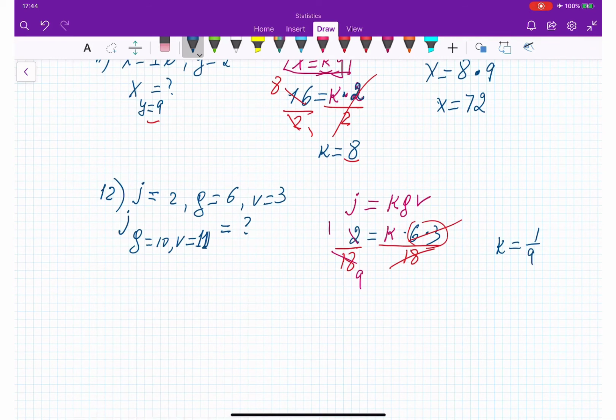Okay, so from here, this J that we are interested to know is going to be equal to plugging in K, which is 1 over 9, and then times 10, since G is equal to 10, and times 11. And from here J is equal to 110 over 9.